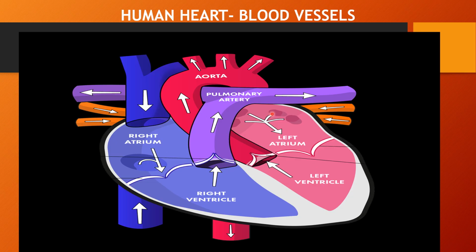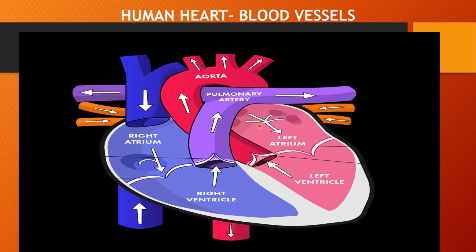Here in the left side of the heart, which is filled with pure blood or oxygenated blood, the blood is brought by 4 veins. 2 veins arise from the left lung and 2 veins arise from the right lung. So from the right lung and left lung, 2 veins each collect oxygenated blood, and this blood is emptied here in the left atrium. So this is how the left atrium is filled with pure blood or oxygenated blood.